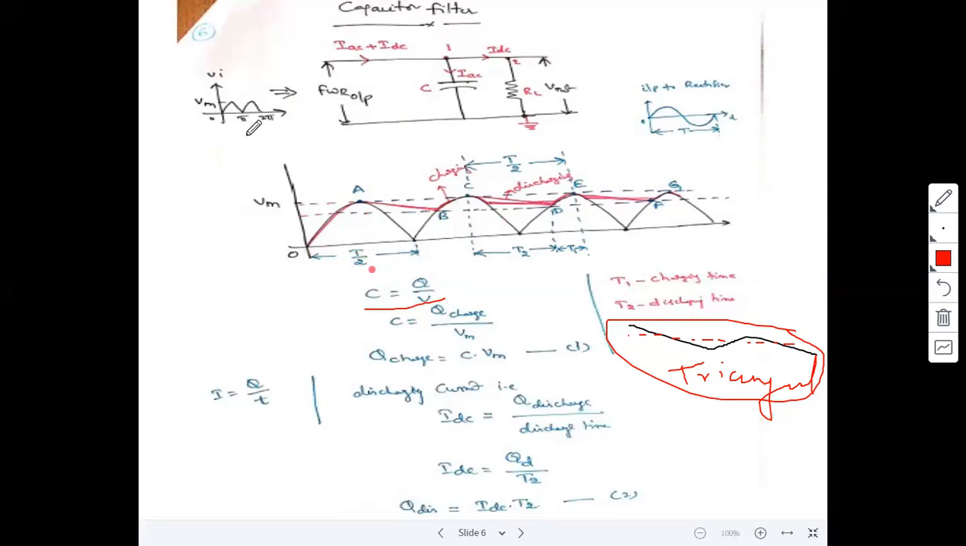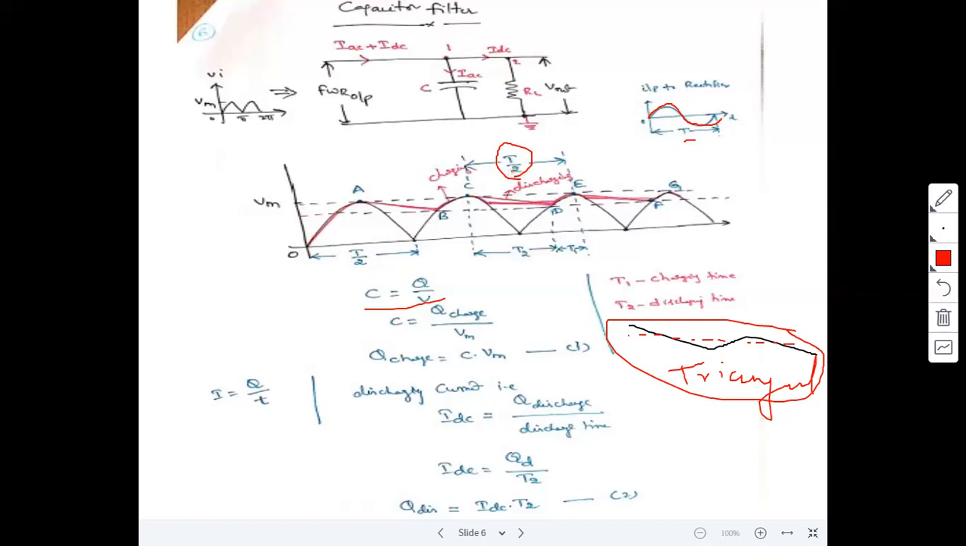Why is it T by 2? With respect to the input signal, this is the rectifier input and this is the total time period. With respect to this time period, what is this time period? It is T by 2 only. Now from point C to point E, the time difference is only T by 2, right?